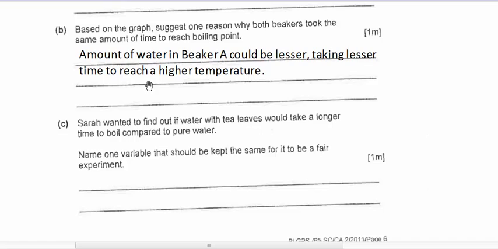So there are many answers. I'm just going to show you a few. So amount of water, size of beaker, amount of heat provided, material that the beaker is made of. There are just so many variables that you must keep the same.